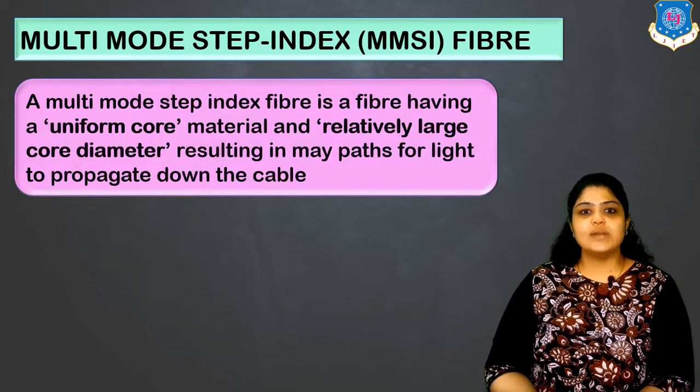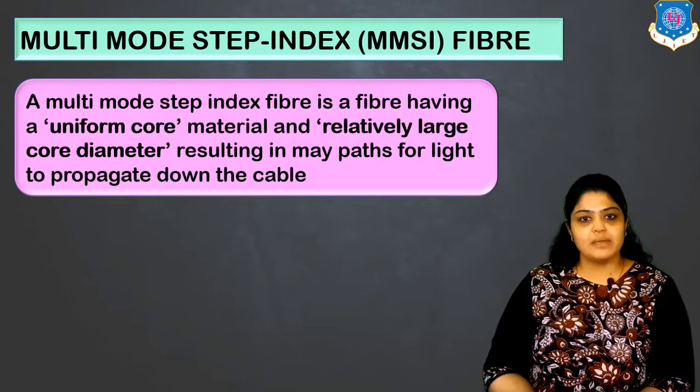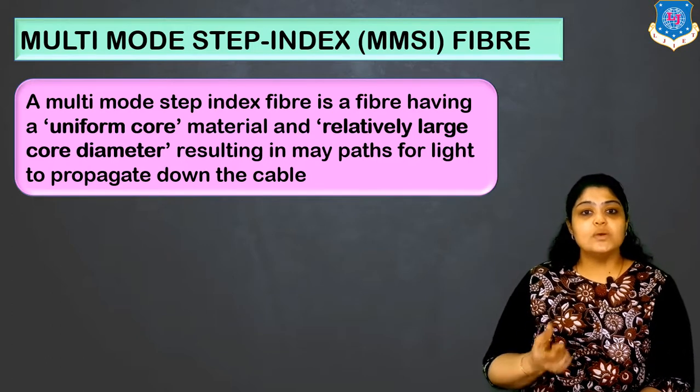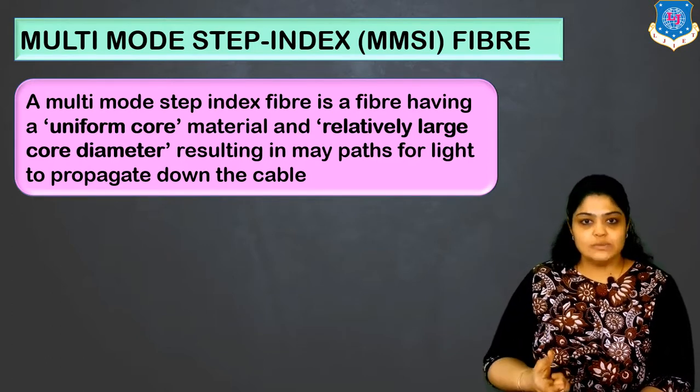Now let's move on to the second fiber configuration, that is known as the multi-mode step index fiber. Multi means more than one path. If I am using the word multi-mode, it means my core diameter will be large.